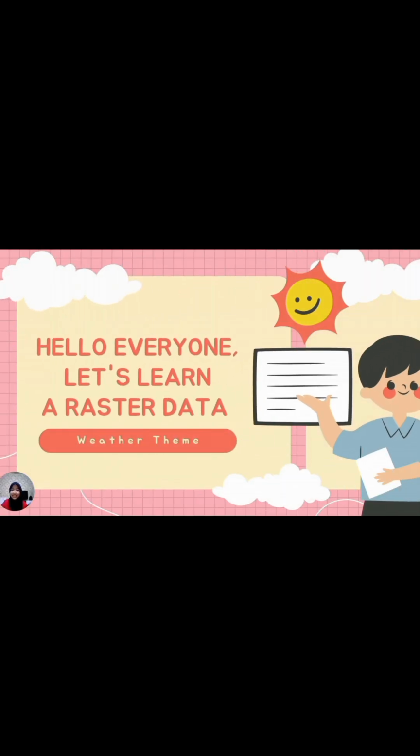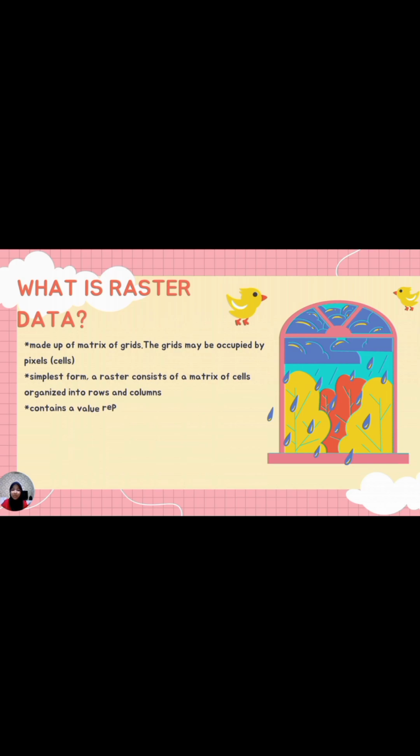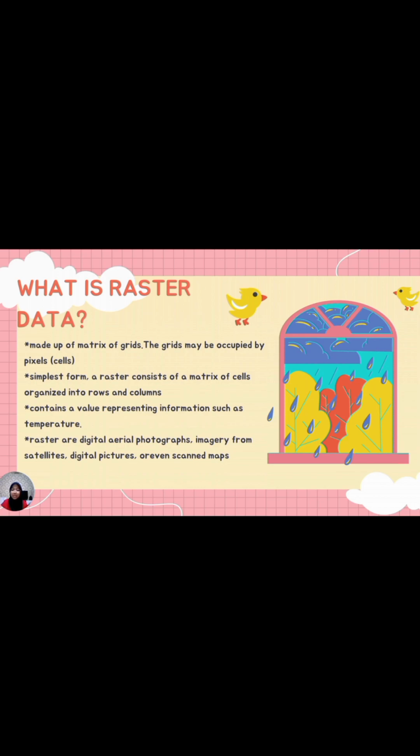Hello everyone, let's learn about raster data. So, what is raster data analysis? A raster is based on a measure of cells, or we call them pixels, arranged into rows and columns or grids. Raster data analysis can be done at the level of an individual cell, a group of cells, or the cells as a whole raster, where each cell contains a value that represents information such as temperature. A raster can be a digital aerial photograph, imagery from a satellite, a digital photograph or a scanned map.